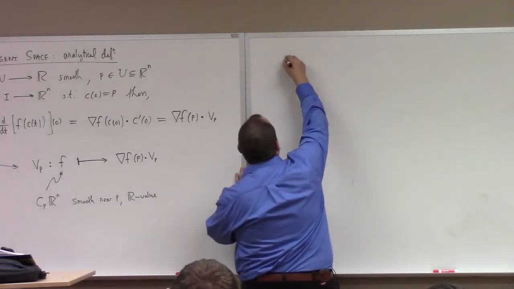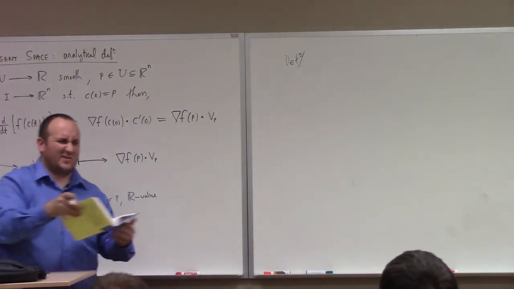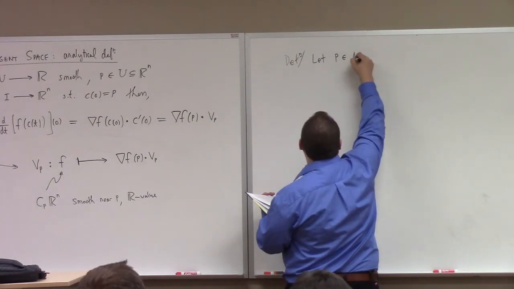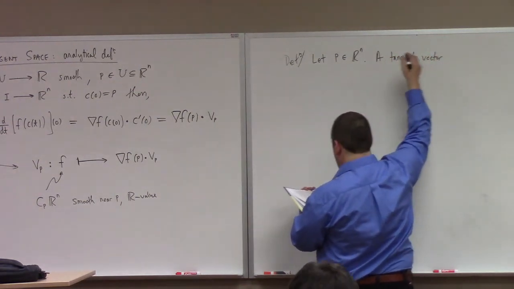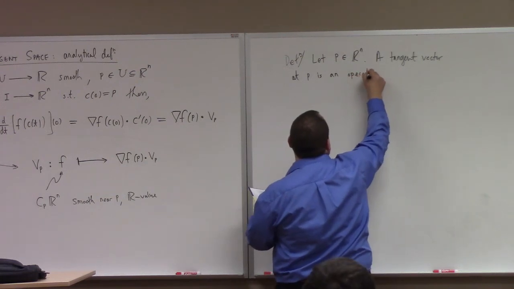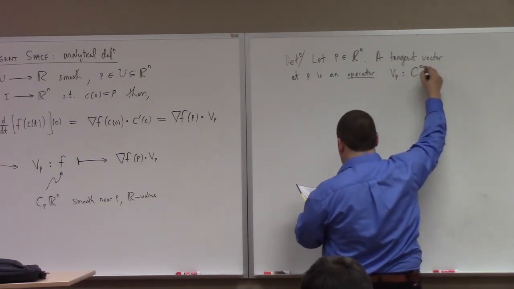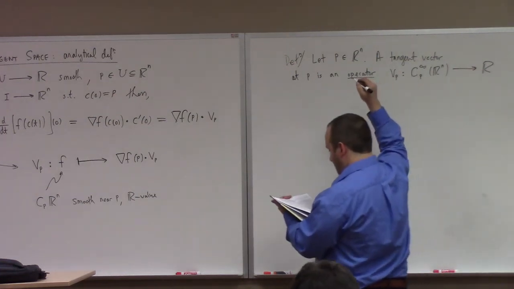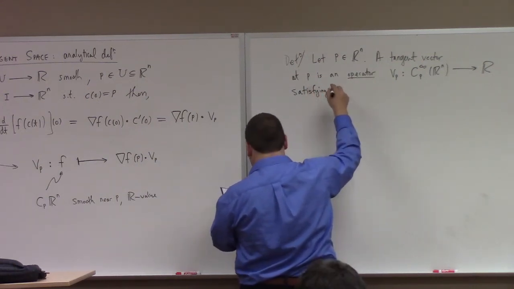But here is his definition of, I think he's calling it an analytical tangent vector. I usually would call it a derivation. Let P be in R^n, all right, a tangent vector at P is an operator V_p from C infinity at P of R^n to R, satisfying the following three properties.